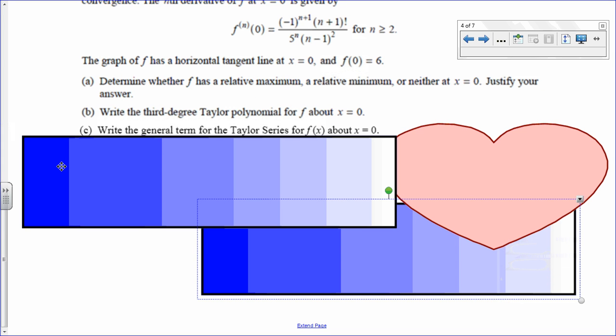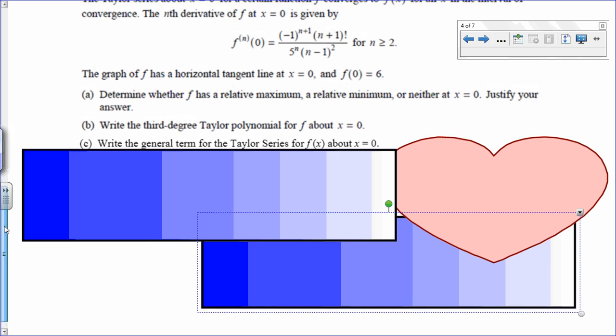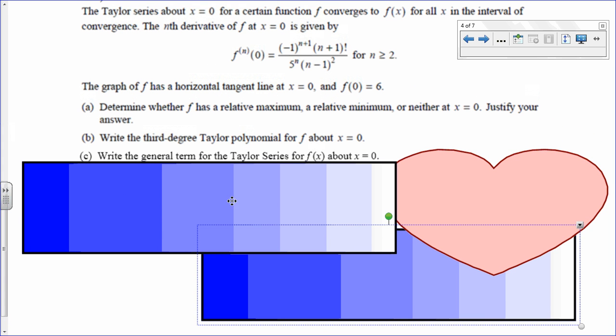All right, now I know this one looks scary and I'm sure a lot of you are thinking, I'm just going to watch her go through it, and that's okay. But basically what I want you to get used to is that you have to just use what you're given. So the Taylor series about x equals 0 for a certain function converges to f for all x in the interval of convergence. There's a lot going on here. So let's just take a little piece. Here's a big chunk of a formula that we don't really know what to do with yet.